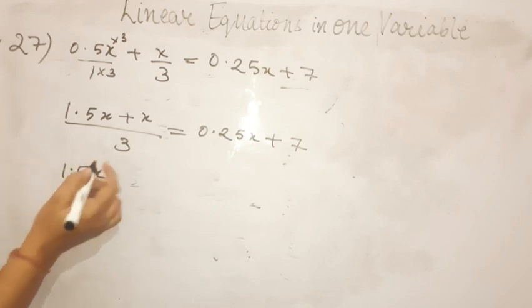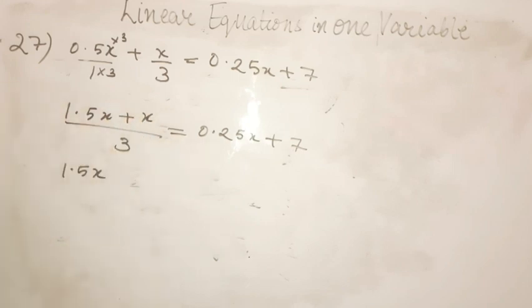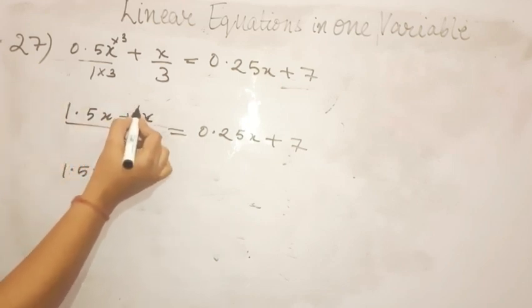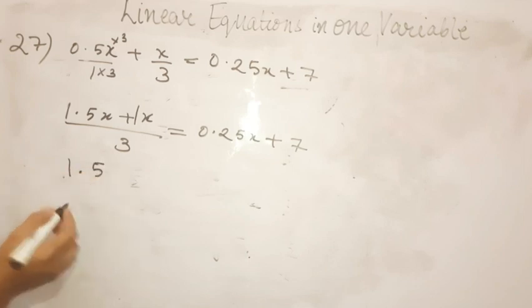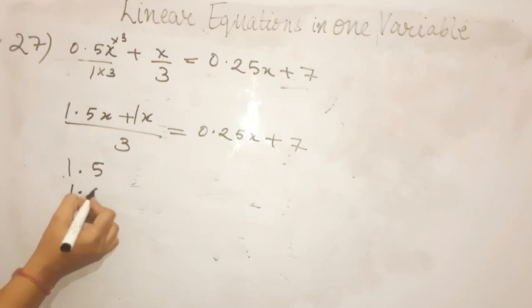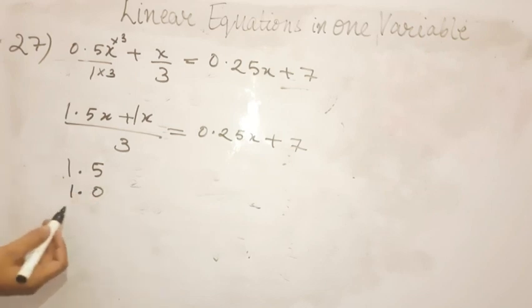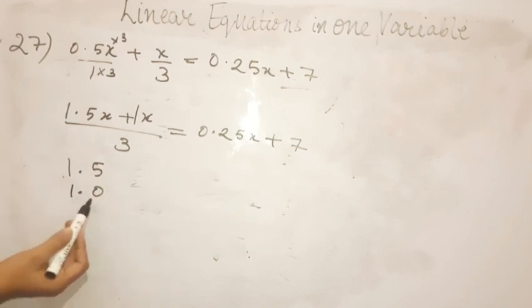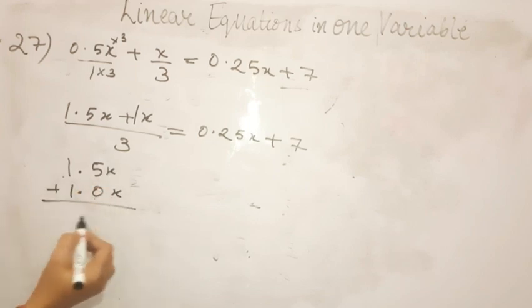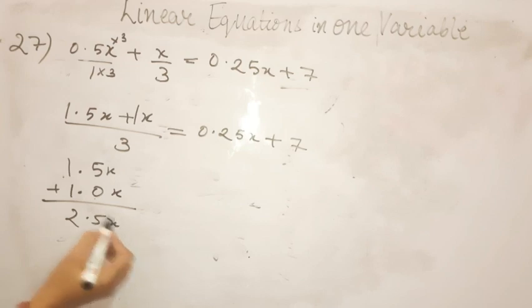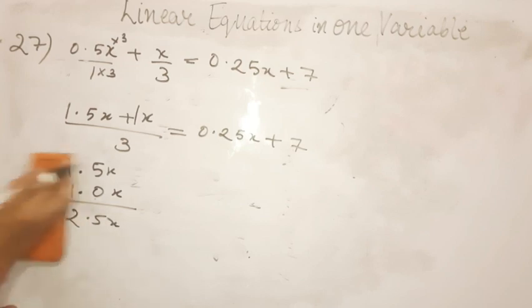Now 1.5x, since this x does not have any coefficient, I have already told you that by default you have to consider 1 as the coefficient of this x. So 1.5x plus x. How do you add the decimals? If there is no decimal point in the other number, you have to convert it into like decimals. So to convert it into like decimals, I have to place 1 0 at the extreme right. So 1.5x plus 1x will be 2.5x. This is how you have to add the decimal numbers.